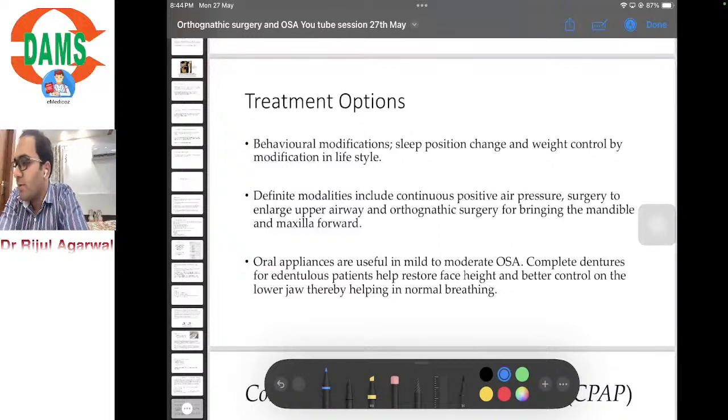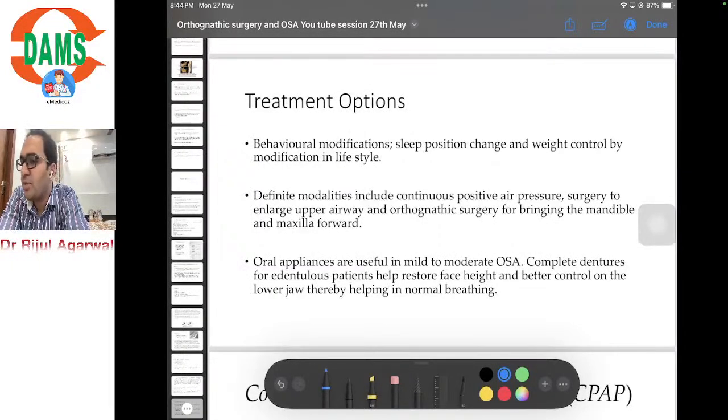Based on the first predisposing factor which you have seen, that is obesity, the first treatment option would be behavioral modification, like increased exercise, sleep position change, and weight control by lifestyle and dietary modifications, etc. Definitive modality would include continuous positive airway pressure.